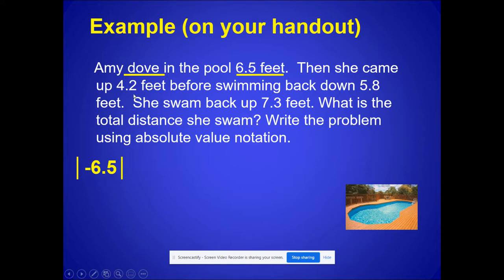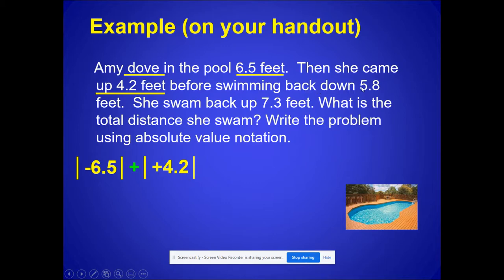Then she came up 4.2 feet. Okay, she came up. That's a positive integer. Now I'm going to add all of my absolute values together. So I'm going to put a plus sign in between all of these. Since she came up 4.2 feet, that's a positive 4.2. So I write the absolute value of 4.2.